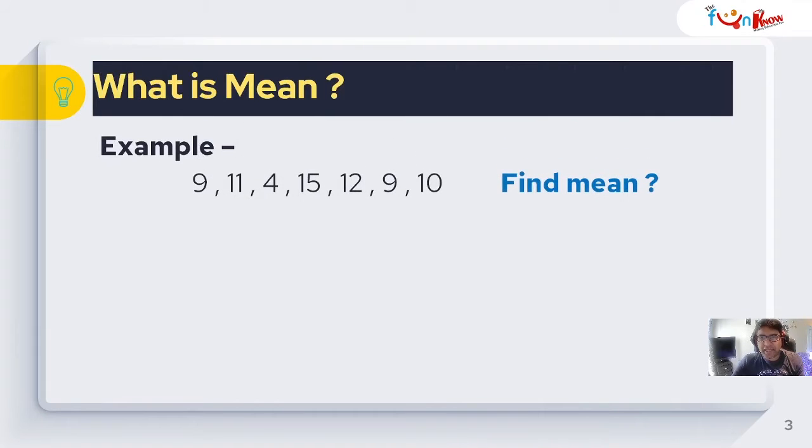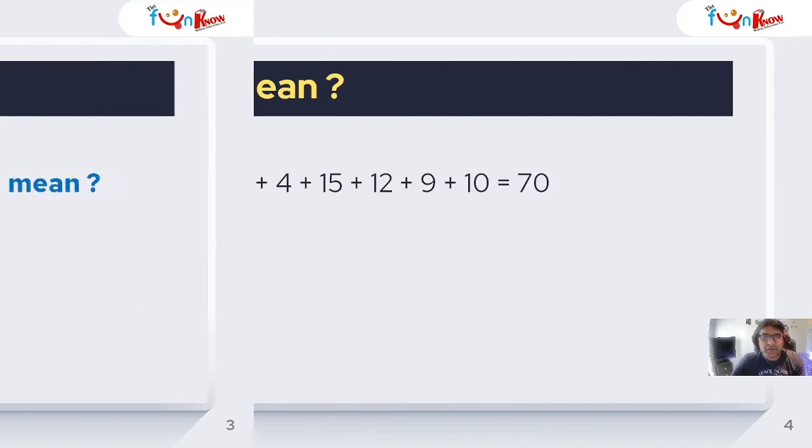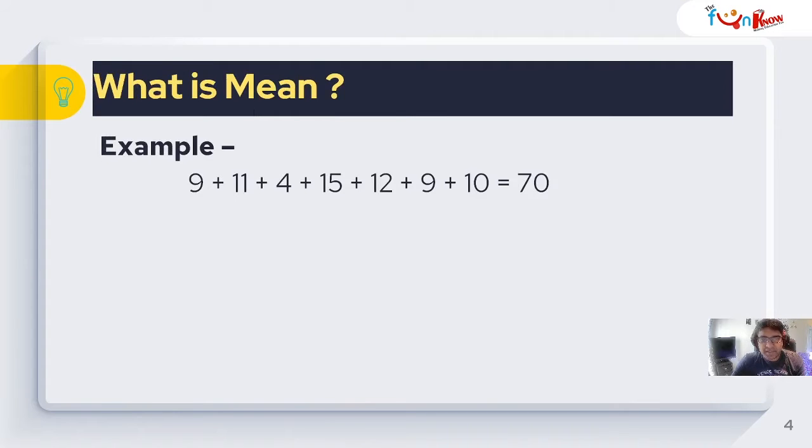So assume we have this data set which contains these numbers 9, 11, 4, 15, 12, 9 and 10. If we were asked to find out the mean, you might remember from the previous slide, in order to find the mean of this data, what do we need to find out? We need to find the sum first. So let's find out the sum. It's 9 plus 11 plus 4 plus 15 plus 12 plus 9 plus 10 equal to 70. Is that correct? Yes, it is.